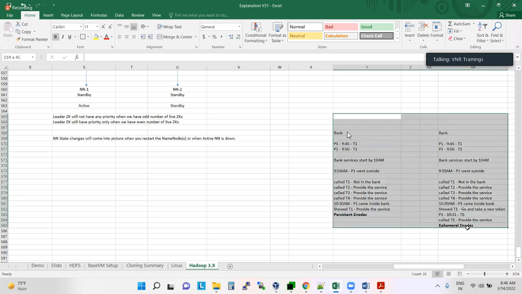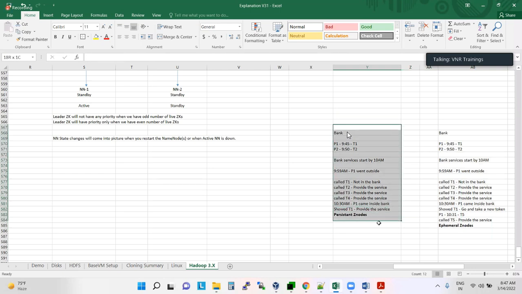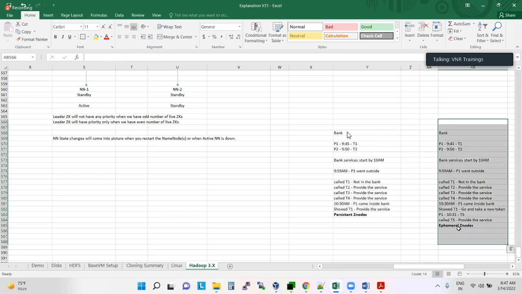Normally, which model is better for us? Ephemeral is better. Because some person will come at 8 o'clock in the morning, take a token and go. Then he will come back at 10:30 and say, I took the token in the morning itself, serve me first. He's not waiting in the queue at all, right? So normally we don't prefer persistent gnodes, we prefer ephemeral gnodes only.